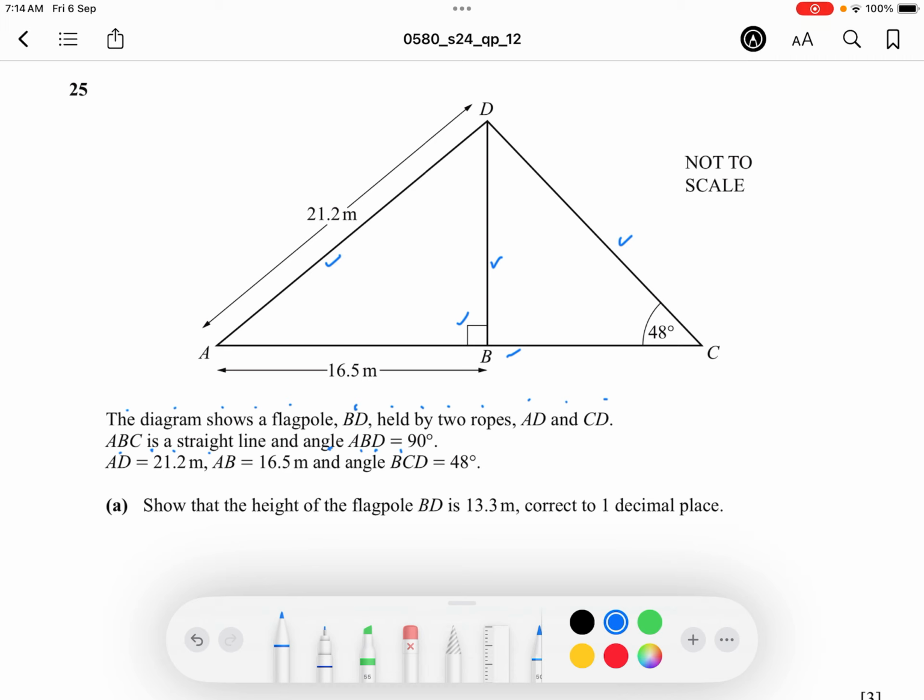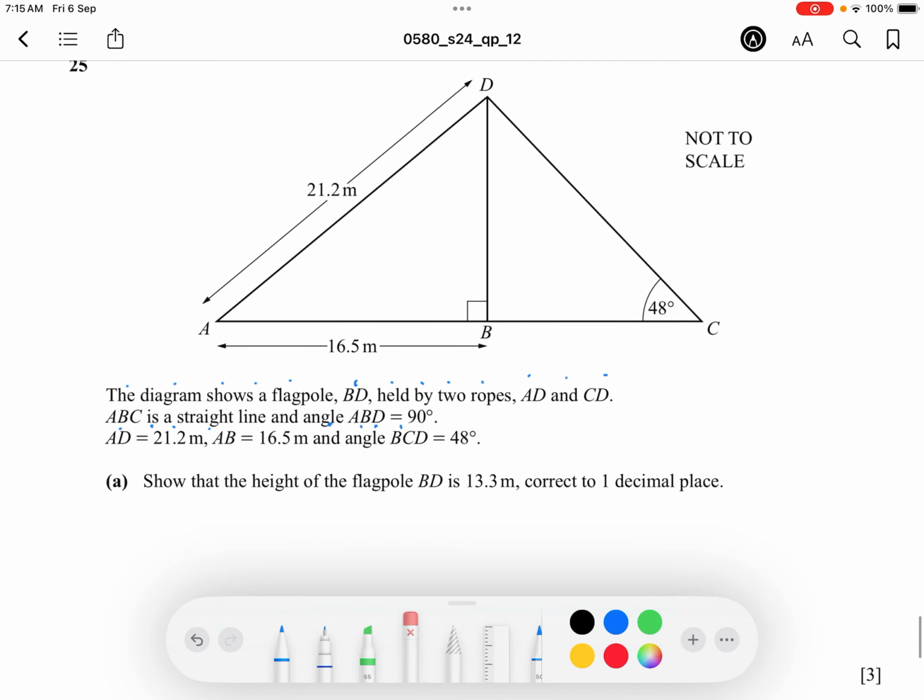AD is 21.2 meters. That is given. AB is 16.5 meters. That is given. And angle BCD is equal to 48 degrees. That is given. Just double check that all the values given are there. Now, show that the height of the flagpole BD is 13.3.